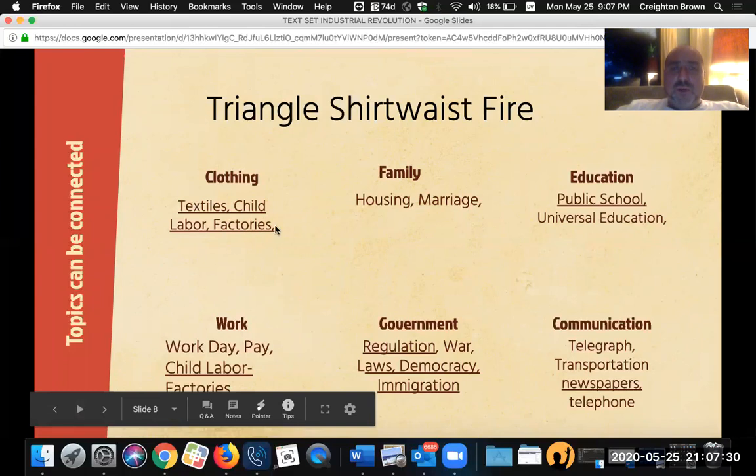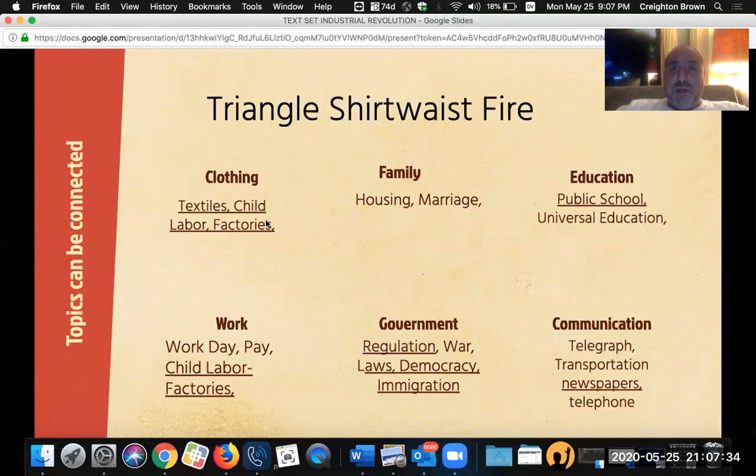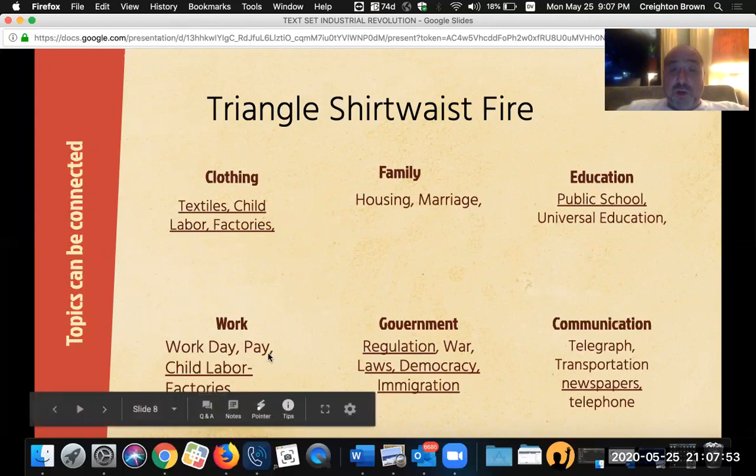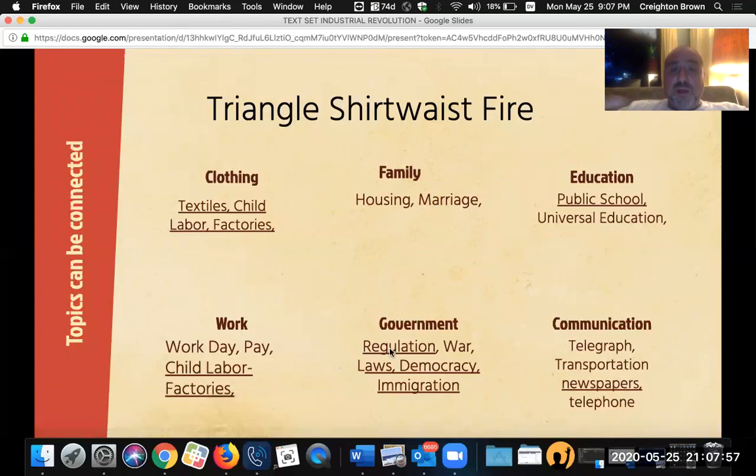So the fire took place at a textile factory, right? But there was definitely child labor, and there's something to do with factory. So we had clothing, but you might have asked yourself, why were these kids not in school, right? So the subject of education comes up, and there's a connection between these two. There's a connection to work, right? And there's also a connection because people were so outraged, they came up with new laws and new regulations.